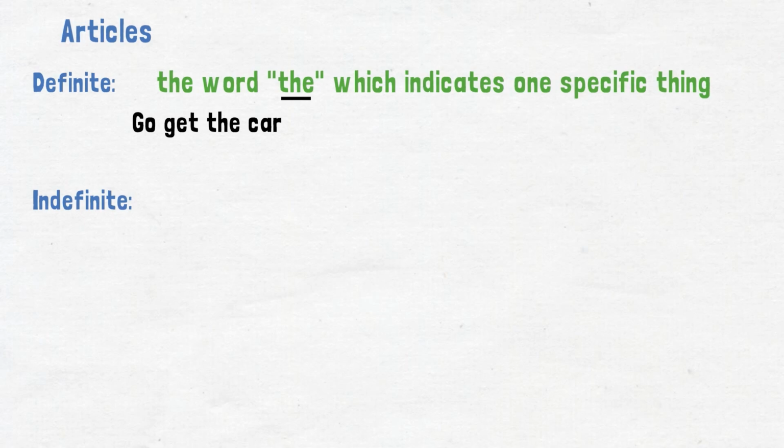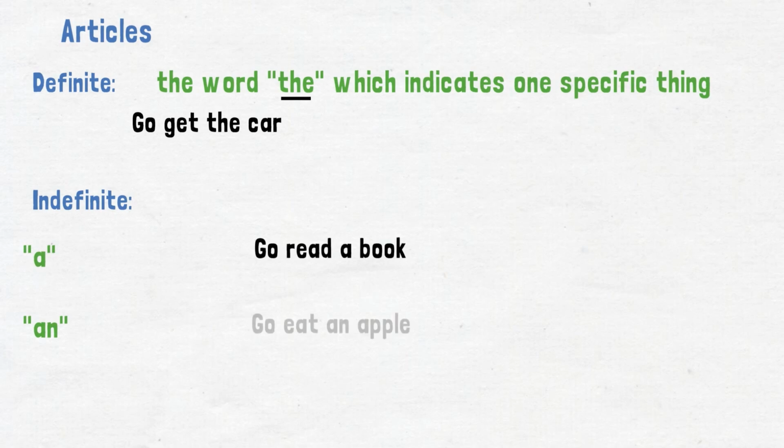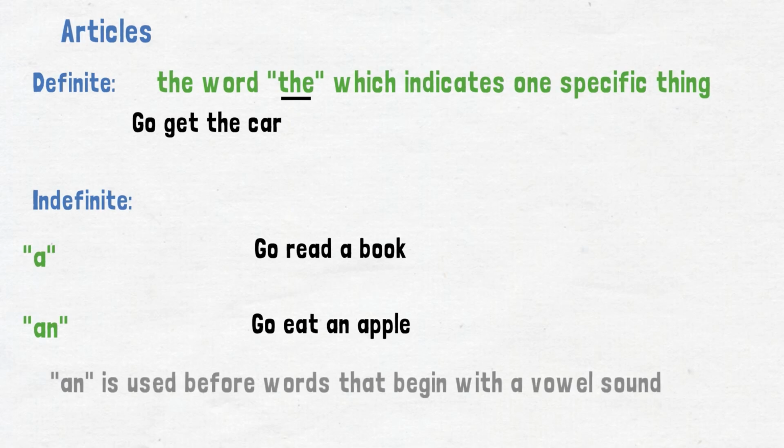There are two indefinite articles: a and an. These are used to refer to something that is not as specific. For example, go read a book or go eat an apple. In these examples, we are telling the listener to read any book or eat any apple. The article an is used before words that begin with a vowel sound.